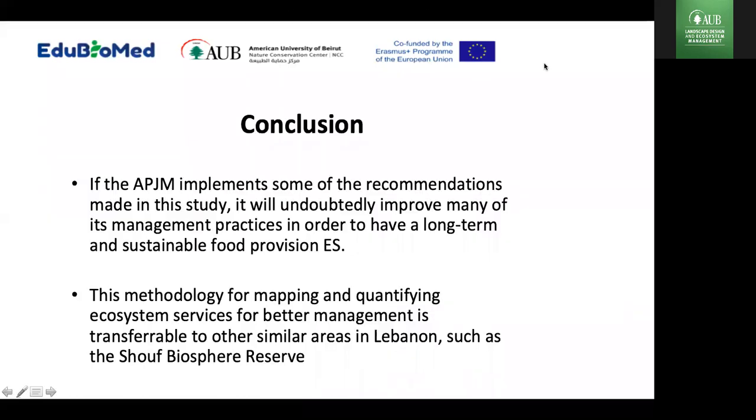So as a conclusion, I believe that if the managers consider these recommendations, it might improve some of the management practices in order to ensure long-term sustainable food provisioning for ecosystem services. And this methodology that I used can be transferred to other areas in Lebanon, such as the Shouf Biosphere Reserve. And thank you.